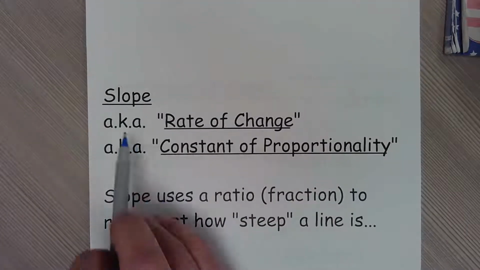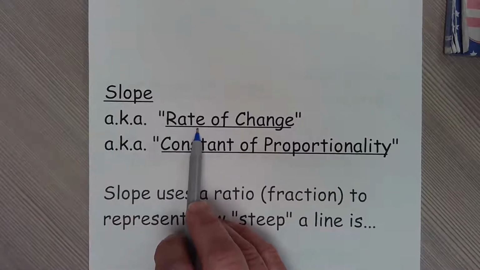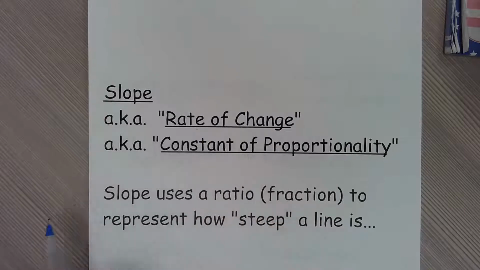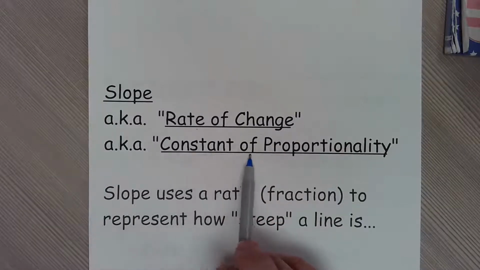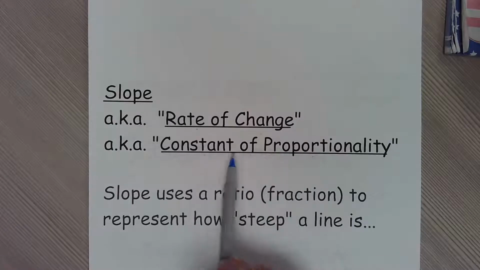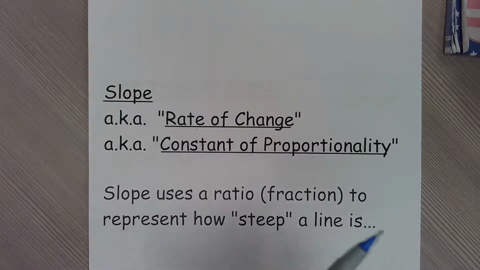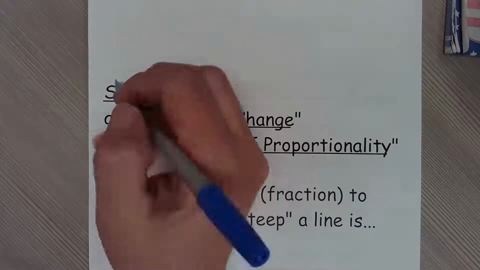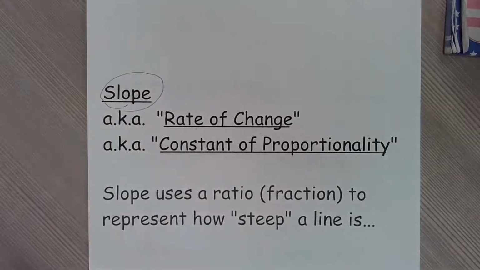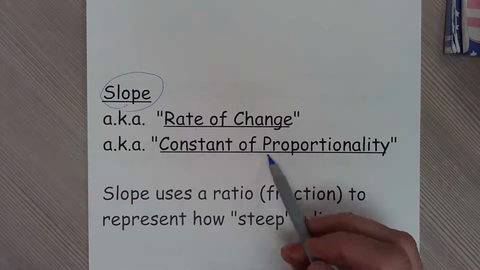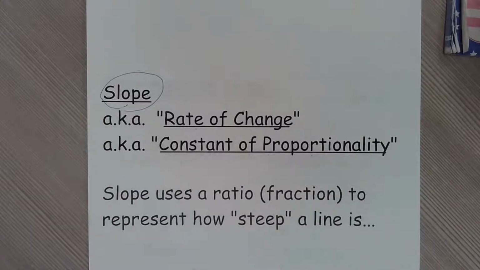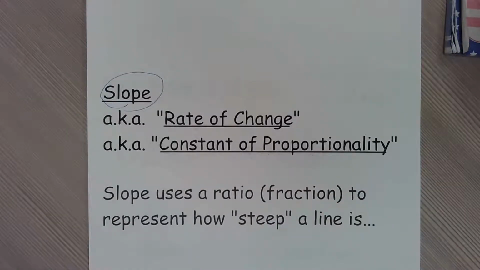So slope, other names of slope, you can sometimes see it called the rate of change. And sometimes it'll be called the constant of proportionality. Big word there. Constant of proportionality. All of these things are talking about the same thing. Now, I'm just going to refer to it as slope, okay? But if you see rate of change or constant of proportionality on iLearn, that is what they are talking about.